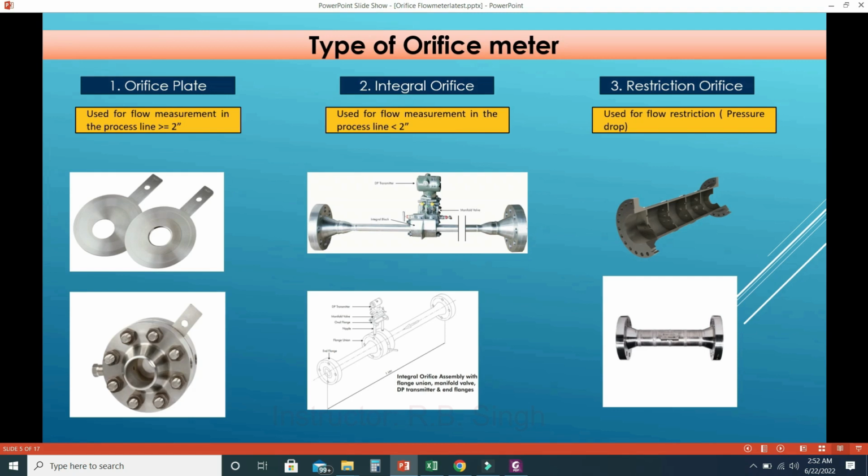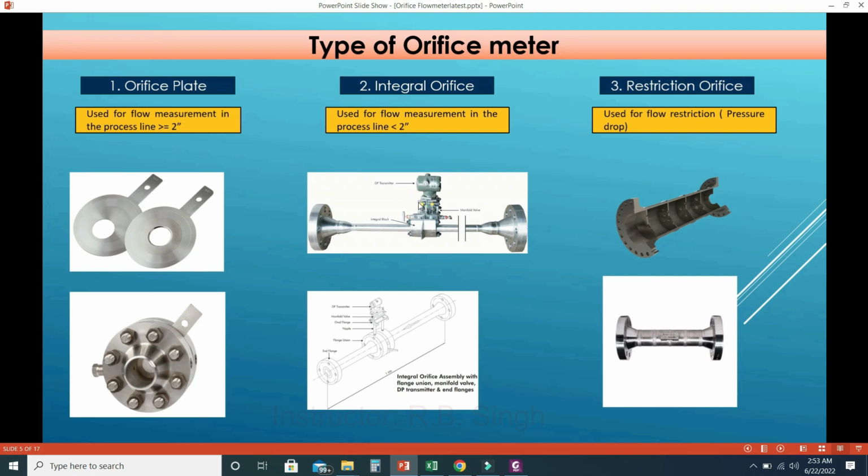So here is the figure of all the three types of orifice. This is the orifice plate only, this is the orifice bore, and this is the orifice handle, and this is the complete assembly where all the nuts, bolts, studs, weld neck flange and orifice plate are there. Second figure is for the integral type of orifice meter, where this is the pipe run and this is the flange and this is the transmitter section.